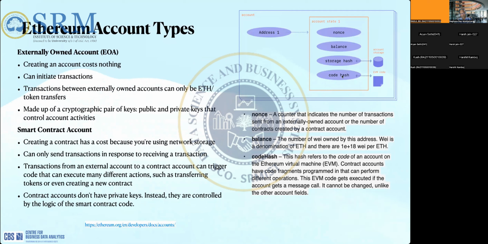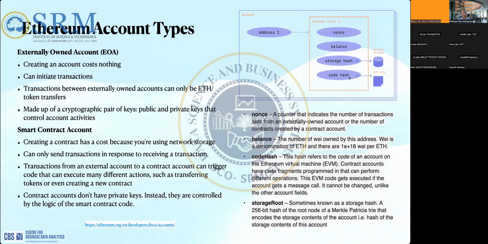And finally, if the account is a smart contract account, it also has the code hash. That means it has some EVM code, a smart contract written in one of the supported languages, which is compiled to EVM code, and the hash of the EVM code is available. Yeah, so that's how it happens. And if it's a normal externally owned account, you just have a hash of an empty or null value for the code hash, because it doesn't contain any smart contract code.